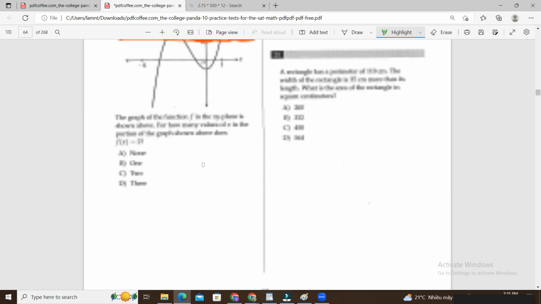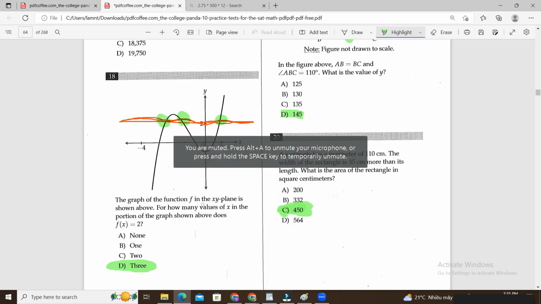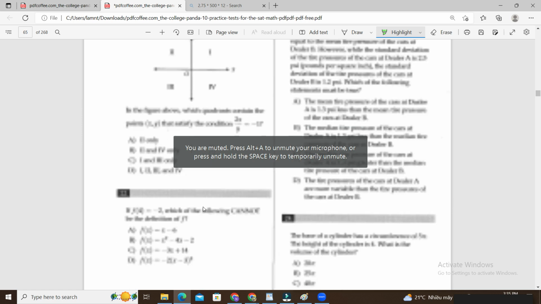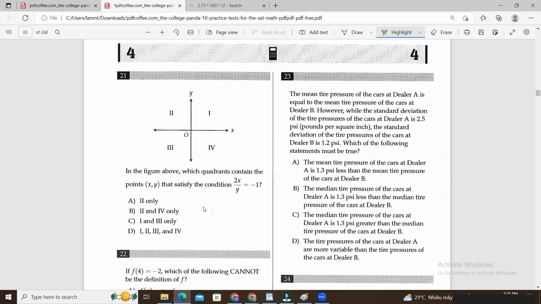Alright, so let's keep going. Last time we finished question 20, and now let's finish from question 21.